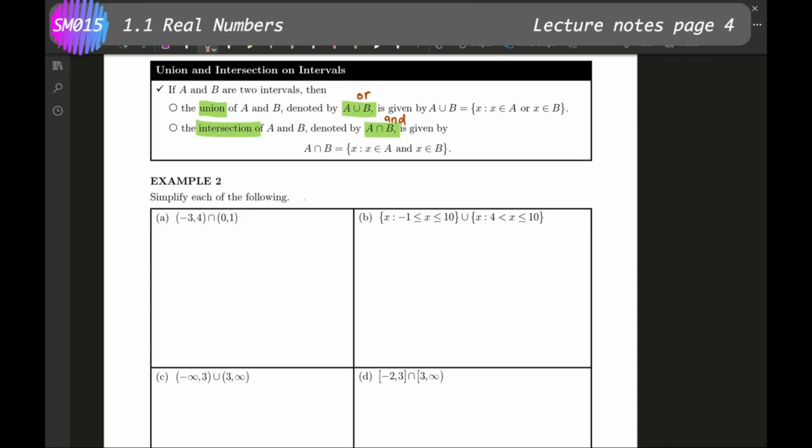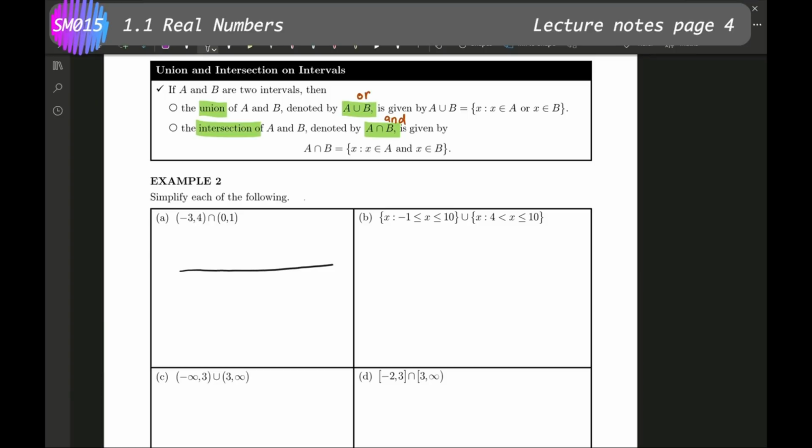Alright, so how to simplify each of the following for example 2? Let's go through example 2A first. Okay, so first and foremost, when we come across this kind of question, you need to draw a number line. Okay, let's draw a number line first.